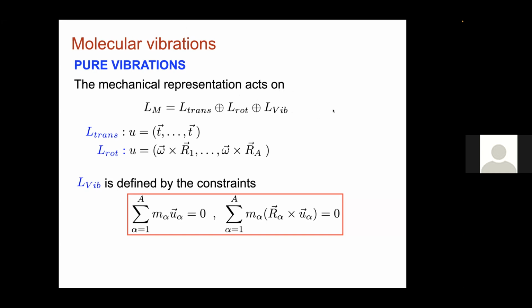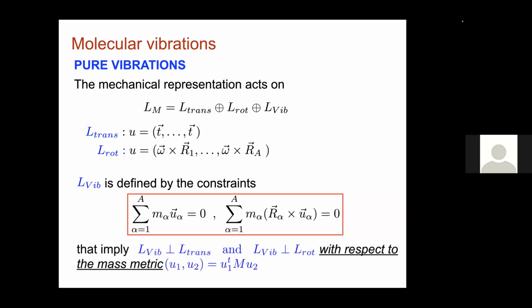Okay. Now, I'll give you as an exercise next time. You can check that these three spaces are orthogonal with respect to the mass metric. In other words, if I take two displacements of the molecule, and define my scalar product with respect to the matrix product, then you can check, and you'll do that in an exercise, that these three subspaces are orthogonal. That's very important from a technical viewpoint. It's not important for what we are going to do.